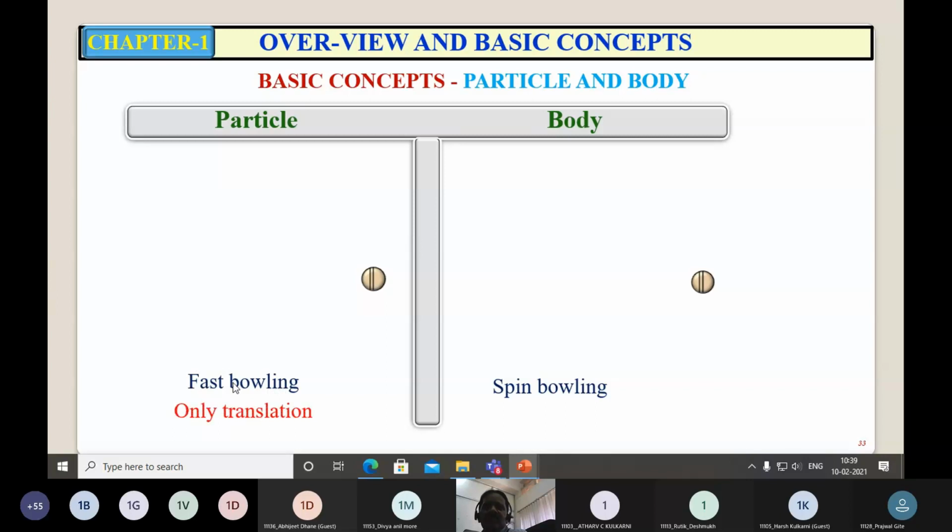So here in fast bowling, it is having only translation. Of course, small rotation is also there, but we are neglecting that. So we are saying it is having only translation. So it is a particle. Whereas in spin bowling, it is having translation as well as rotation. We are considering the rotation of the ball, at the same time, translation from one place to another. So the body is having translation as well as rotation.